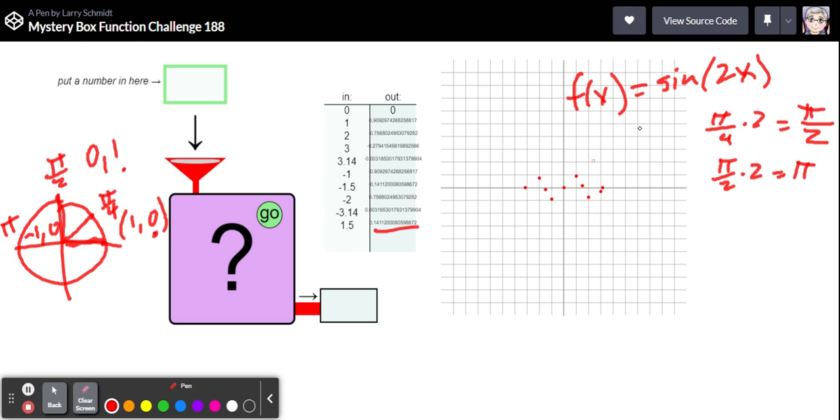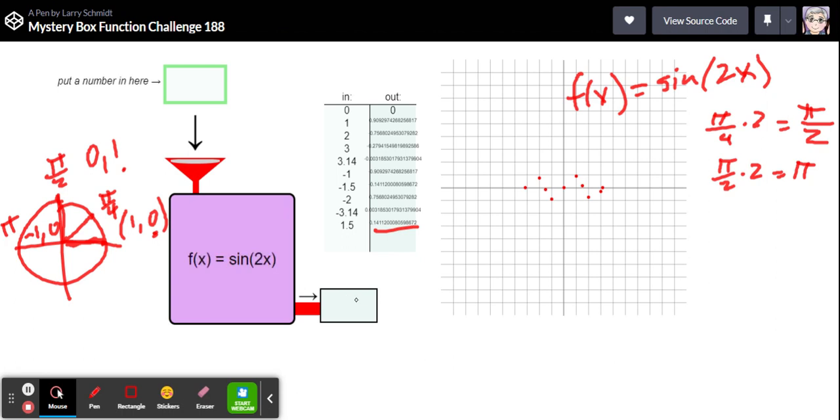So I think we've got this. I think this is the sine of 2x. Let's go ahead and take a look at that. Yeah, this is the sine of 2x, and we can graph that. I think we can graph it. There it goes.